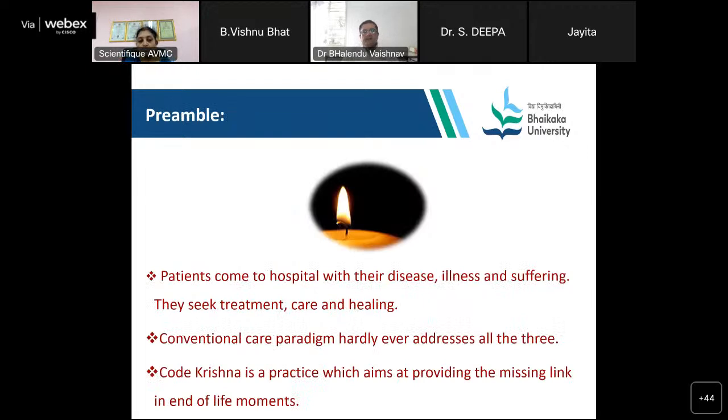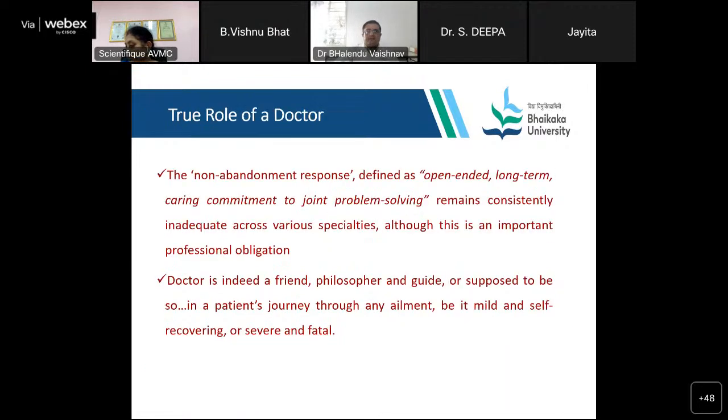So the patients need treatment, care, and healing, all the three. And the conventional care paradigm usually doesn't cover all the three. And Code Krishna is an innovation or a practice which we thought will attend to all the three, particularly in end-of-life moments or at the time of death. Now, the true role of a doctor, if we use a psychological or a scientific term, is what is called a non-abandonment response. It is defined as an open-ended, long-term caring commitment to joint problem solving.